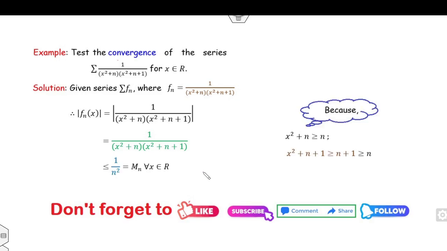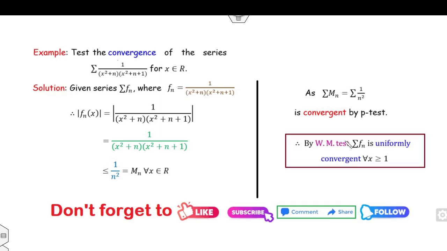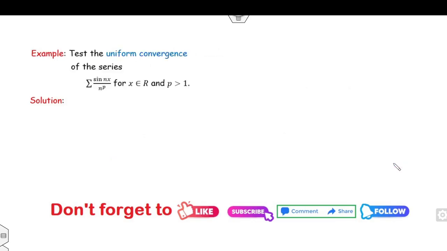Now once you know the Mn, we can see this series is convergent by the p test again. Therefore by using the WM test, the given series is uniformly convergent for all x belonging to the real line. Look at this one. Test the uniform convergence of the series. Clearly this function is fn.